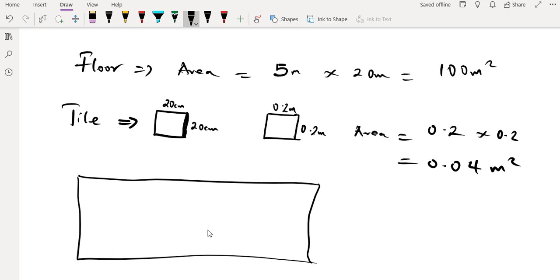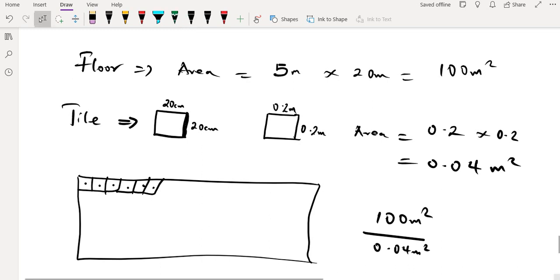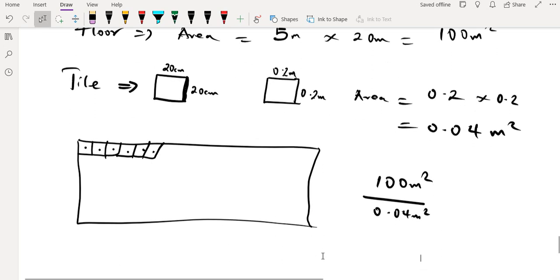Then you want to arrange these tiles inside. How many of these tiles will fit the floor? It will simply be the area of the big floor divided by the area of the individual tiles. We converted so that we can have meter square over meter square. If you divide this, you get your answer. What's the easiest way to divide? Move your point and add zeros.